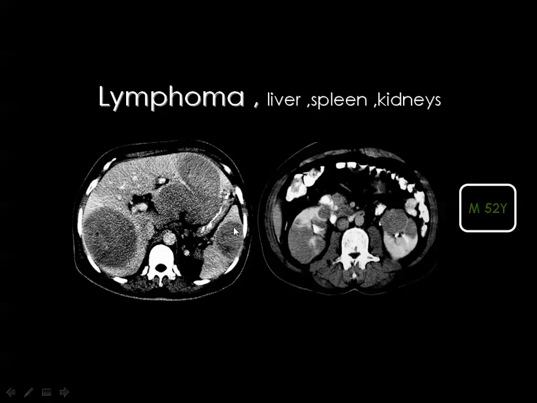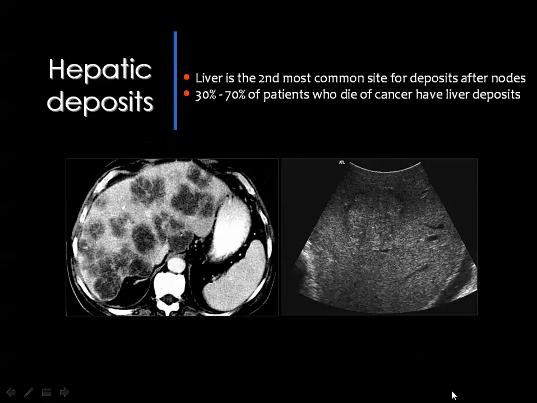multiple lesions, particularly in the spleen, in the liver, and in the kidneys. Considering the lesions in the spleen represent lymphoma, those in the kidney will represent lymphoma as well. Then finally we came to the hepatic deposits, which is the fourth one in this category. Hepatic deposits are diagnosed by multiplicity and by the known history of primary malignancy.